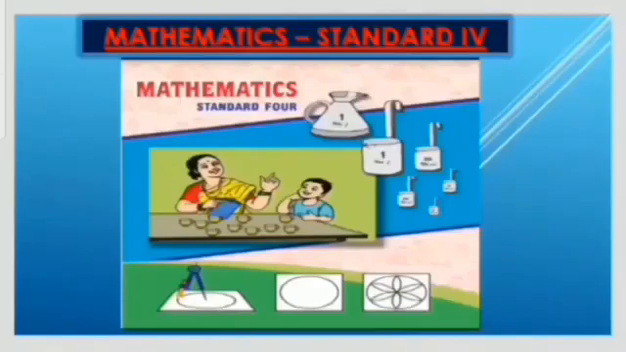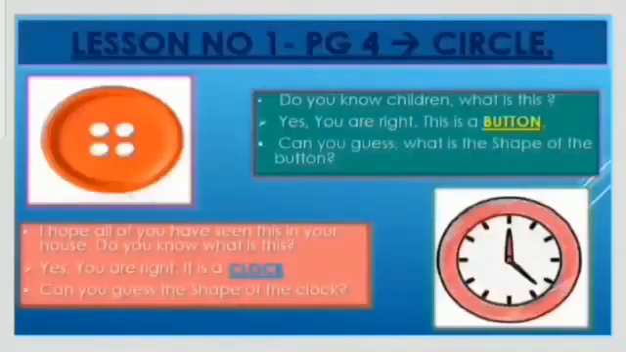Now let's start with today's topic by watching these objects. Children, in our day-to-day life, we see lots of objects in different shapes. Children, now see these objects. They all are in V shape. Let's see the first picture. Do you know, children, what is this?